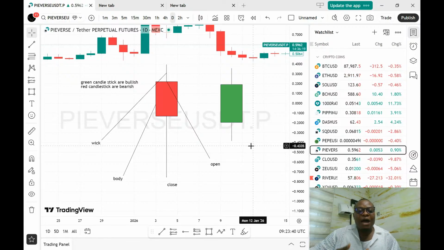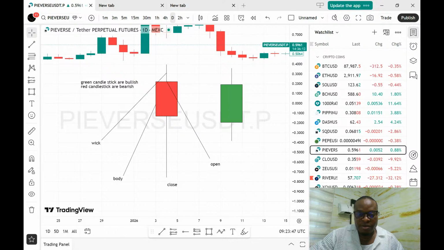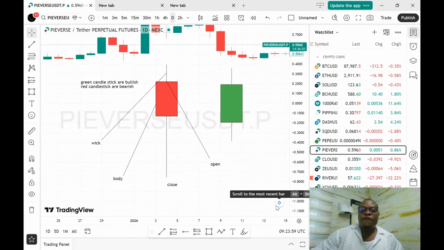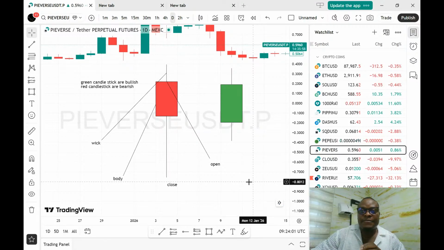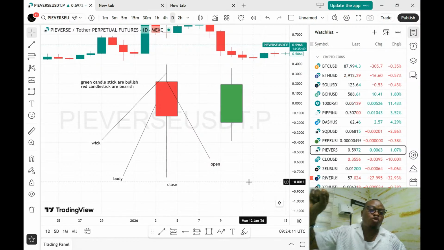Now, how are wicks formed? Why is it that some candlesticks have longer wicks and some do not? Now I want to explain how the wick comes into formation. Why is it that some have long wicks, some have short wicks and some don't even have wicks at all? The reason is that for every time interval, there's a particular height that a candle gets to. There's no specific height. Any height that the candle gets to, automatically a wick is formed there.